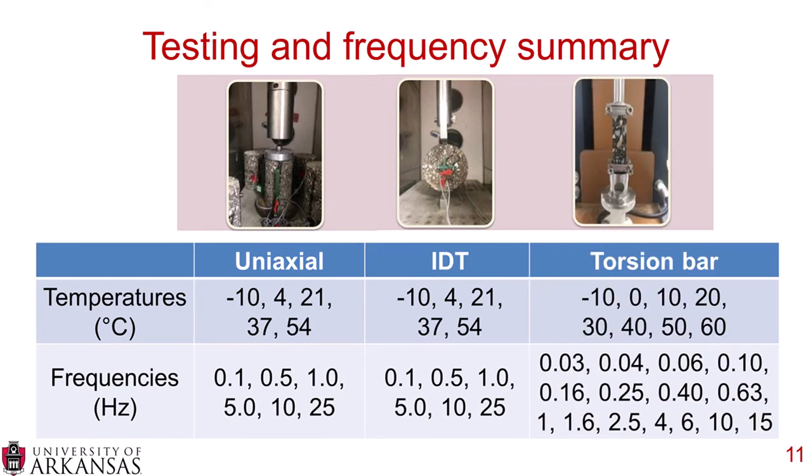Now, the torsion bar is a little more involved. It actually has 8 testing temperatures from minus 10 to 60 degrees Celsius every 10 degrees, and the frequencies go from 0.03 all the way to 15 hertz. So these are the temperatures and frequencies used for the 3 testing geometries.